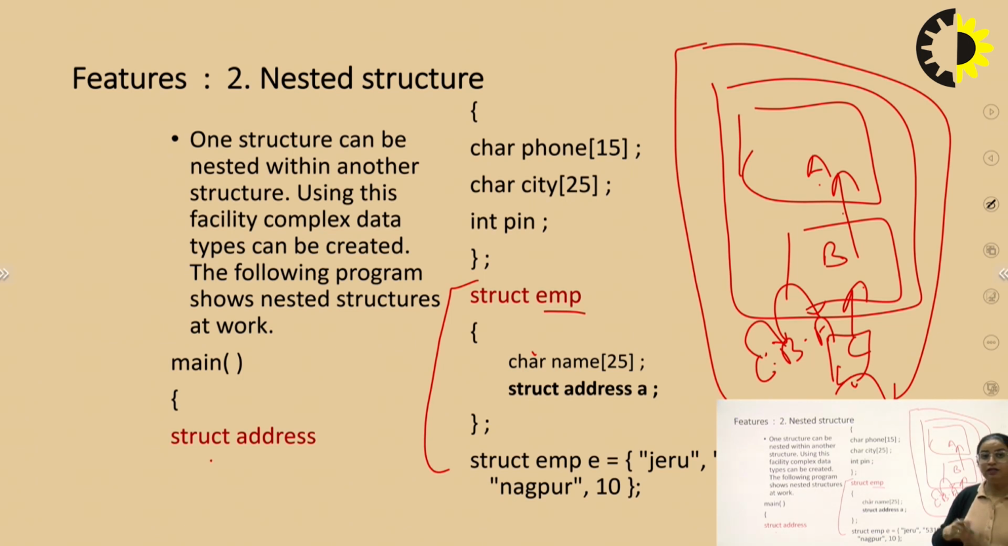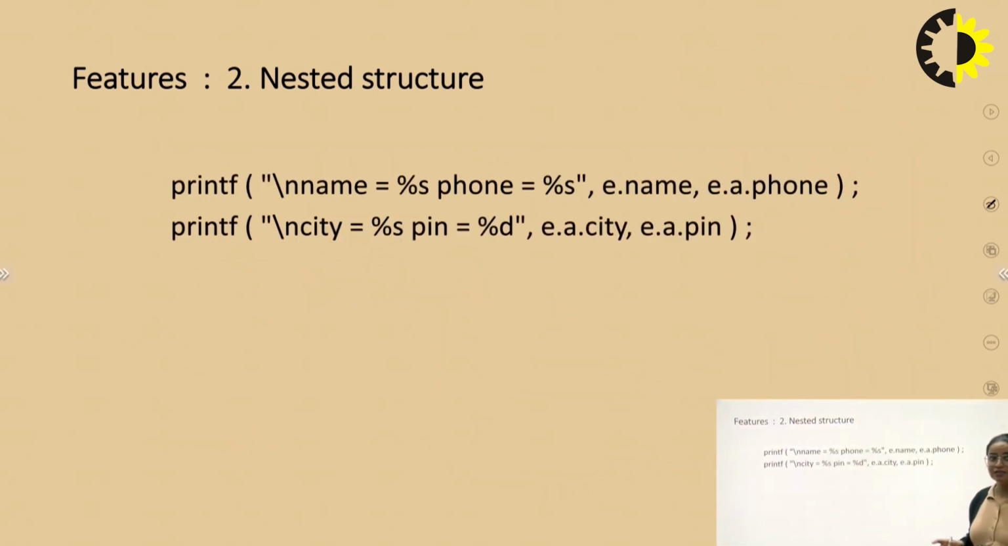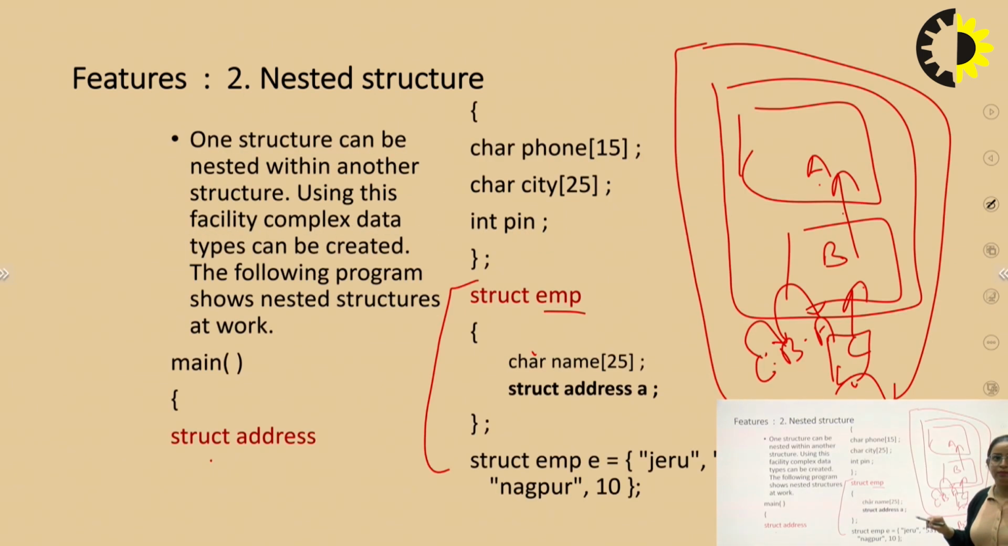But how can we access these elements? We access them like this. Suppose E dot A dot city, or E dot A dot for. E is a variable of employee type, and A is a variable of address type. So for reaching there, because E is outside, we go from E to A, and then you can access that particular field. So this is the nested structure.